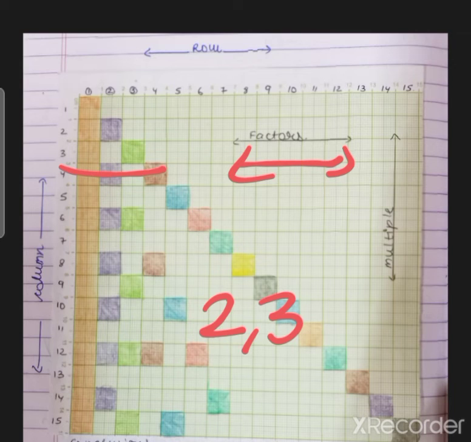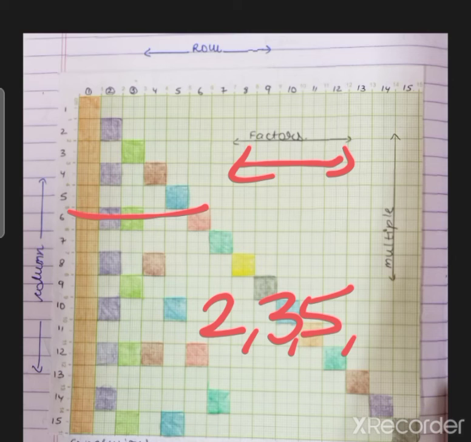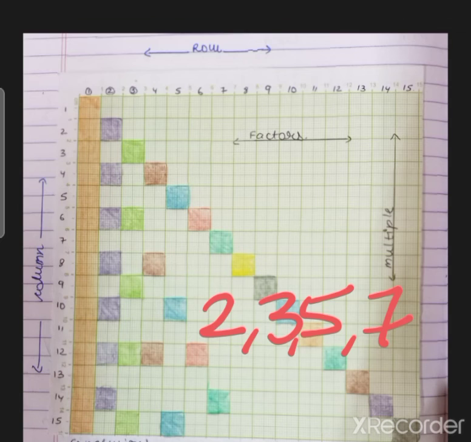Now let's see the other things. How many factors does 4 have? 3 factors: 1, 2 and 4. That means is 4 a prime number or not? Obviously 4 is not a prime number. Let's see your 5. What is 5? It's a prime number. Why? Because 5 has how many factors? 2 factors. Similarly, 6 has more than 2 factors. We will not include it. 7 has only 2 factors. What are the factors? 1 and 7. Talking about 8, it is not a prime number.